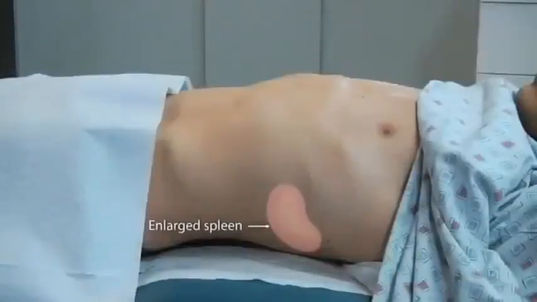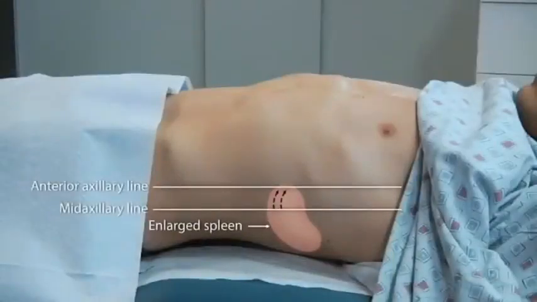When a spleen enlarges, it expands anteriorly, downward, and medially, often replacing the tympany of stomach and colon with the dullness of a solid organ. It then becomes palpable below the costal margin.